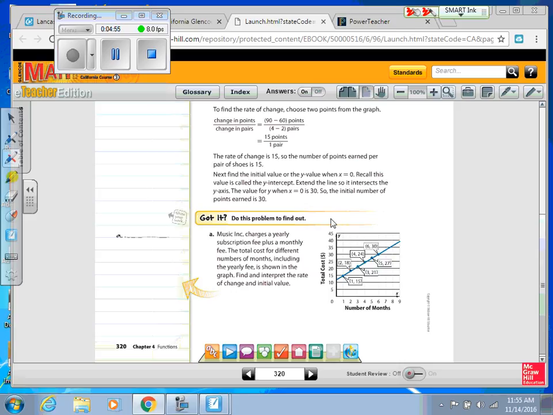So let's look at this next one here on A. Music Incorporated charges a yearly subscription fee plus a monthly fee. The total cost for the different numbers of months, including the yearly fee, is shown. So if we look at 1 and 15 and 3 and 21, we can find our rate of change. 21 minus 15 over 3 minus 1. 6 over 2, so our rate of change is 3.